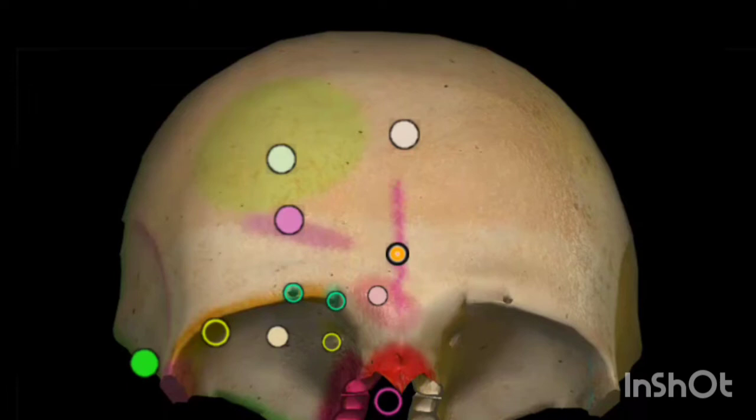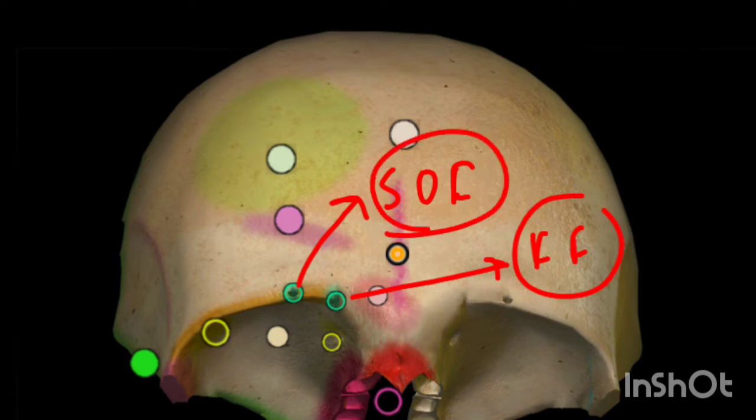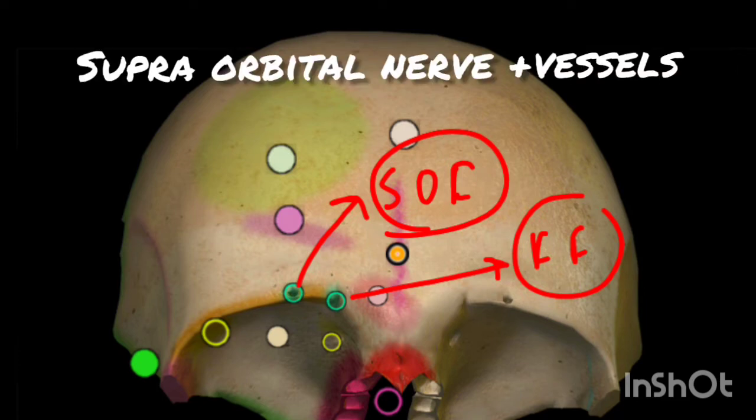So now I'll be taking you guys to the foramina of the frontal bone. We've got two important foramina to remember. The first one is the supraorbital foramen, and the second one is the frontal foramen. Now frontal foramen is present medial to the supraorbital foramen, and both of them are very close to the orbital margin.